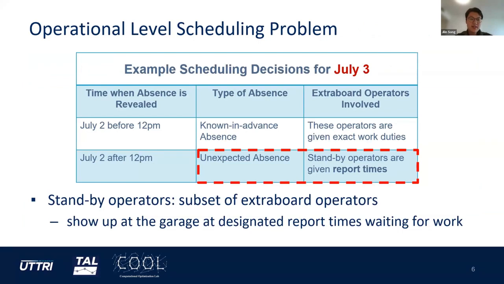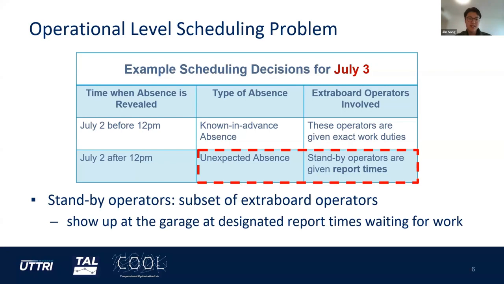So now let's look at the operational level. Let's look at the decision timeline. For example, if we want to make decisions for July 3rd, then the decisions have to be finalized on July 2nd. And we introduce a notion called a cutoff time. In this case, it is 12 p.m. The cutoff time can vary, but I'll just use 12 p.m.